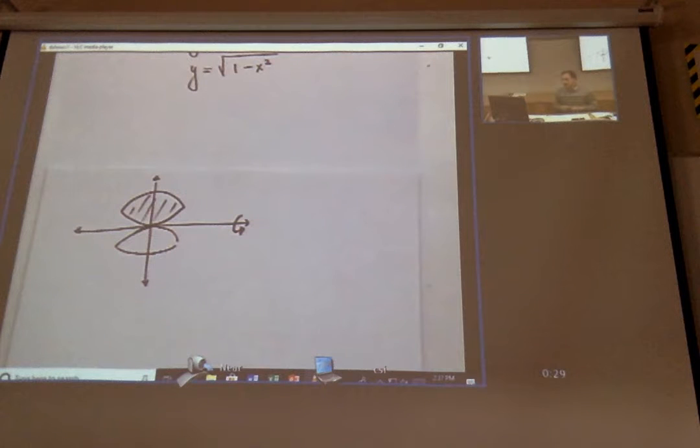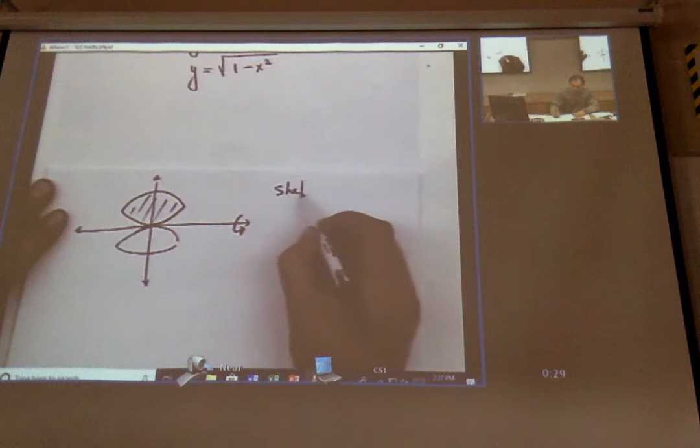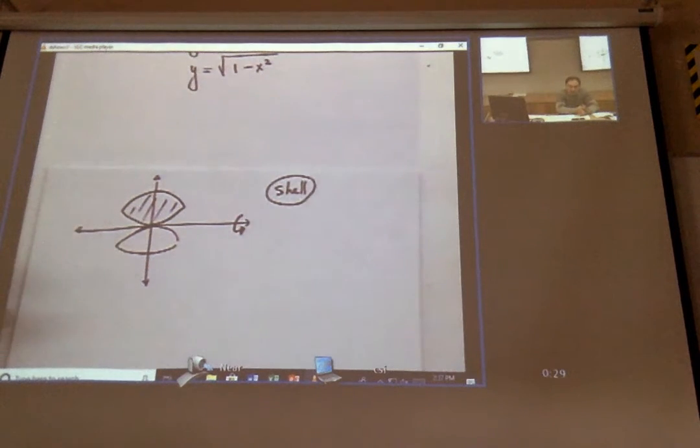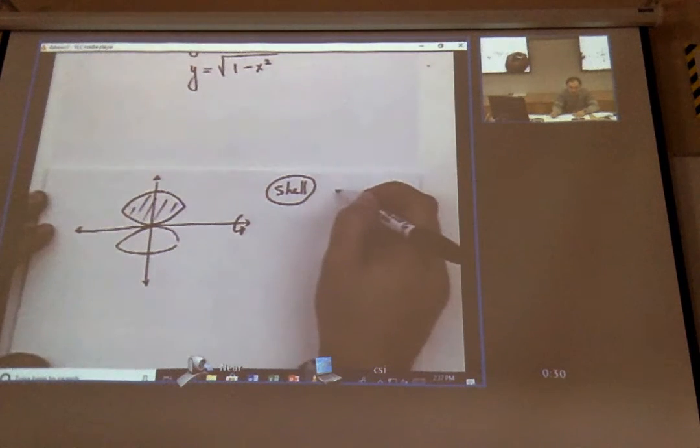Because remember, we have examples where sometimes only one method will work. As we look at the previous example, I could do it with two different methods, so no problem. So let's take a look at the shell method. So if you go with shell, is it dx or dy? That will be, with the shell method, dy.